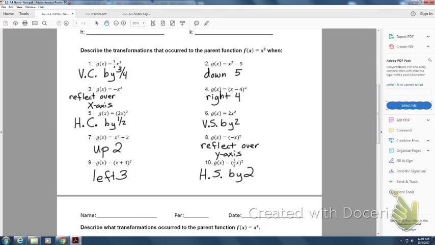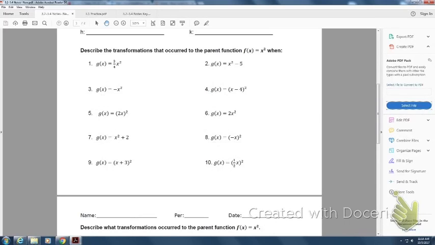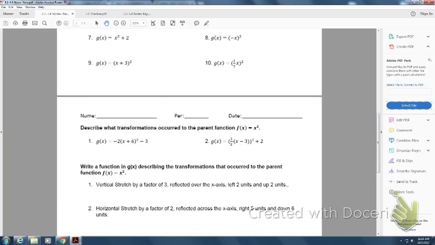Questions on any of those? Awesome. All right, turn it over. On the back, we're going to look at a couple of examples that have multiple transformations.